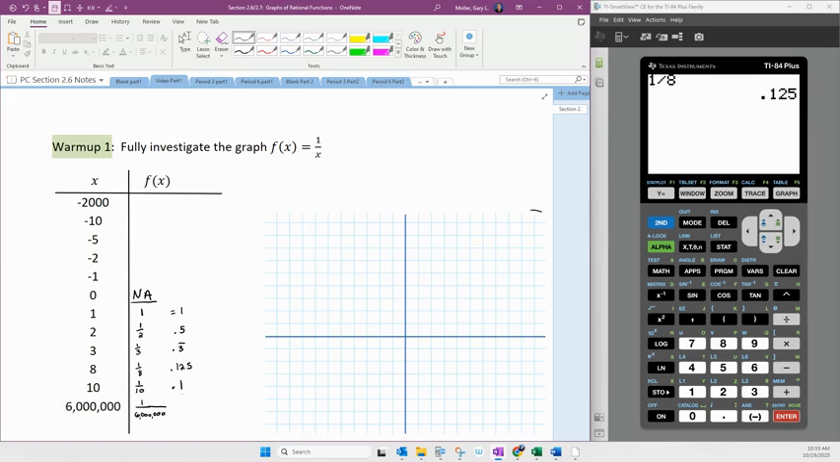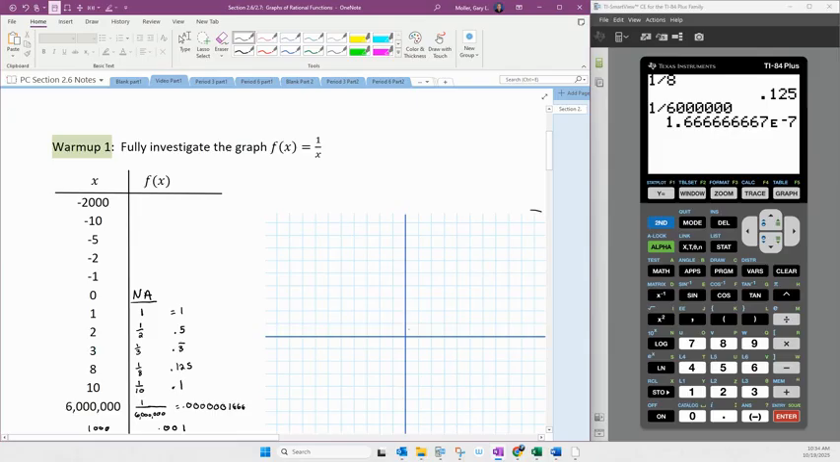So maybe I don't do 6 million next, and maybe I do 1,000 next. If I did 1,000, that's 0.001. And if I do 1 over 6 million, I'm sure my calculator is just going to say, hey, let's use scientific notation. It gives me 0.000001666, with 6 zeros after the decimal point.